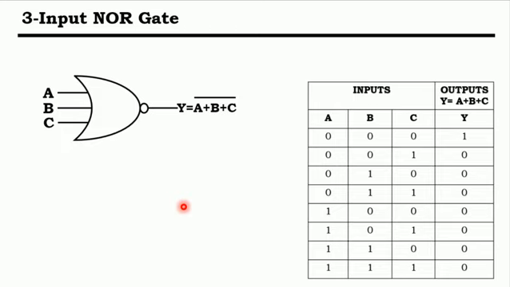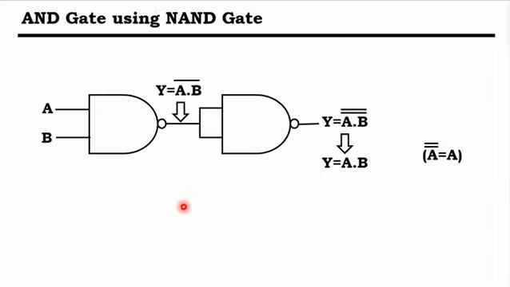These are my basic logic gates, and how they can be achieved is what we are going to see in the next slide. So first of all, we are going to use the NAND gate in forming the AND gate. The basic circuit diagram can be shown here like this.